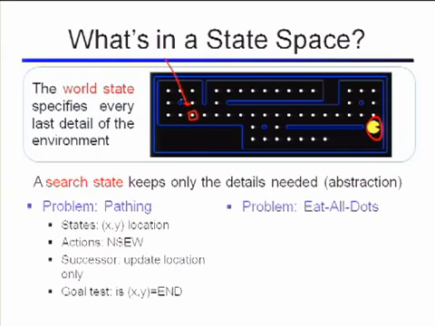So you might think, all right, well, maybe my state space will be something like number of dots left. All right, well, that supports the goal test, right? But let's say you're in the state of having 18 dots left, and you move north. How many dots are left? I don't know, right? Because you haven't put enough information into your state space in order to support that.